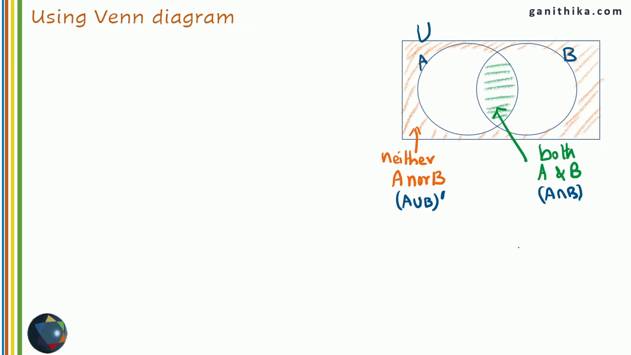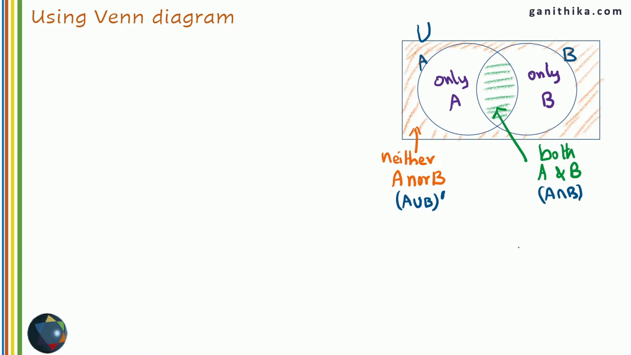And when you see the part where it is not shaded, this part is only A. A minus A intersection B will be only A. And this part will be only B, which is B minus A intersection B. You take away the A intersection B from B, you will get only B. So these are the information that you need to understand first.